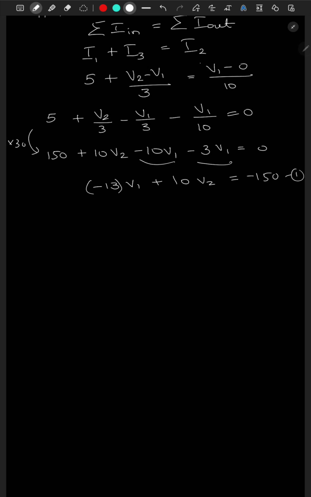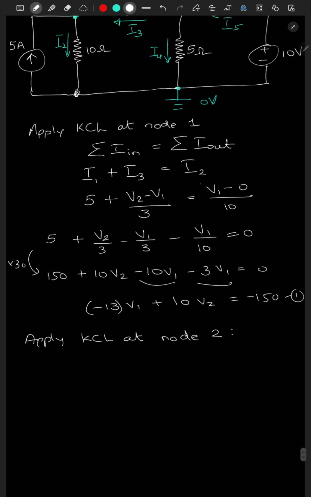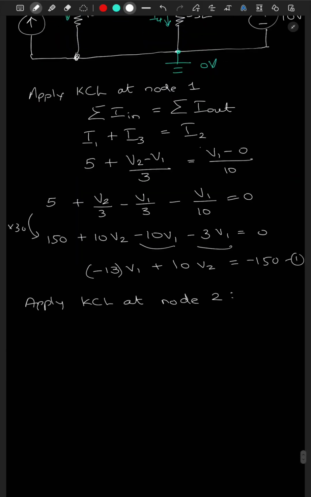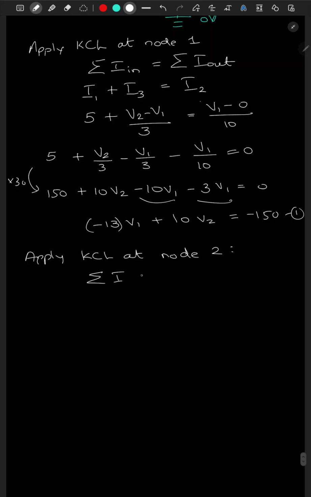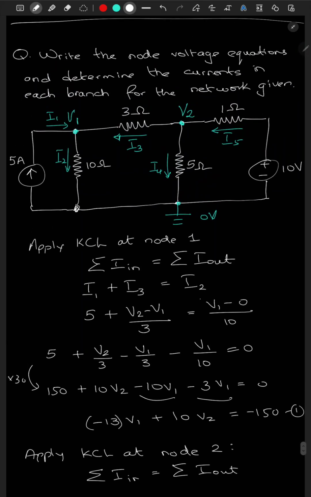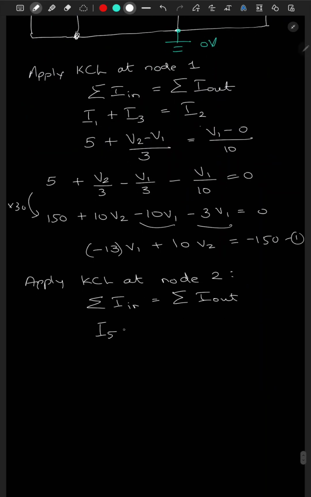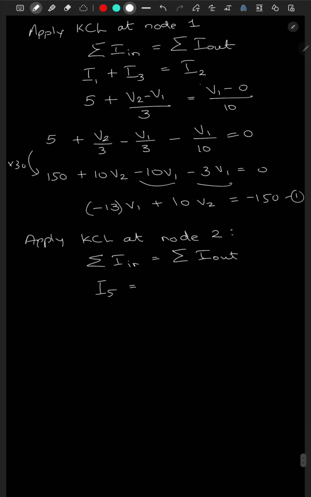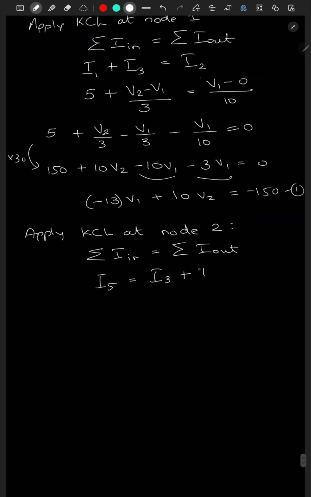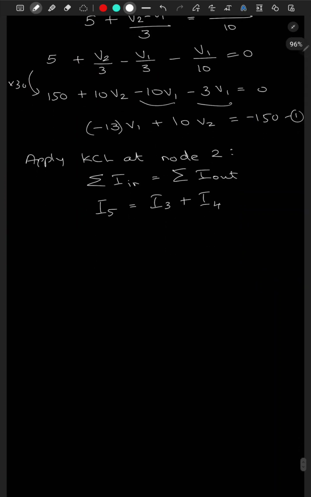Okay, now let's apply KCL at node 2. If we apply KCL at node 2, the sum of current entering is equal to the sum of current out. So the sum of current in is I5, only I5, and the sum of current out is I3 and I4 here.